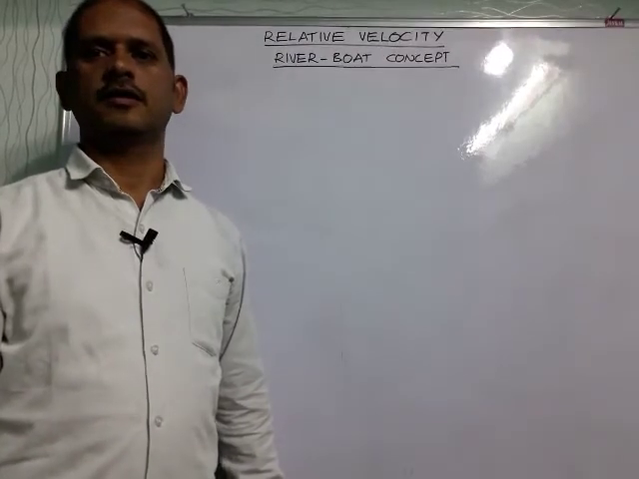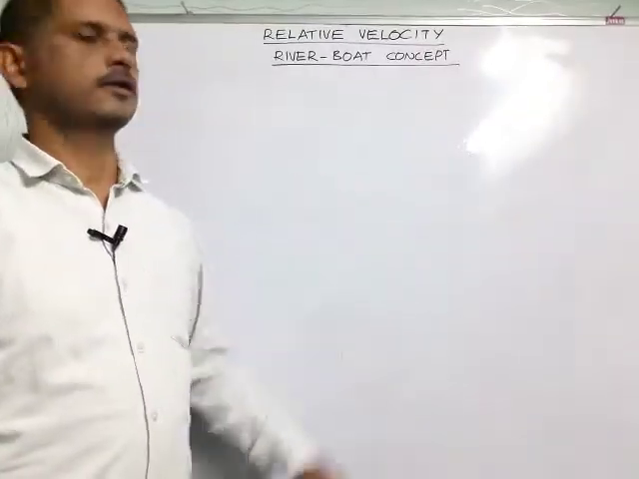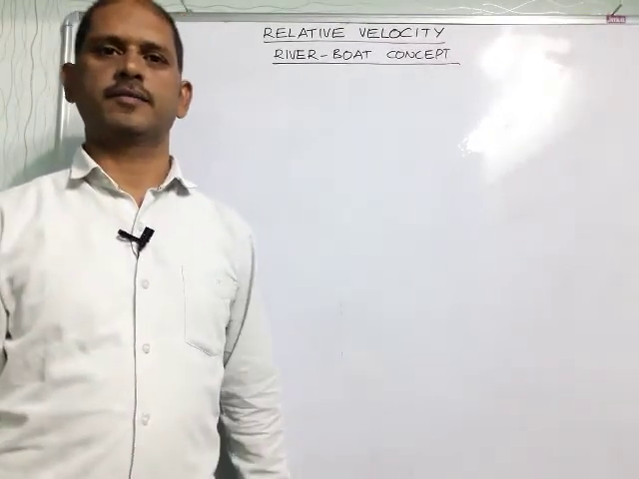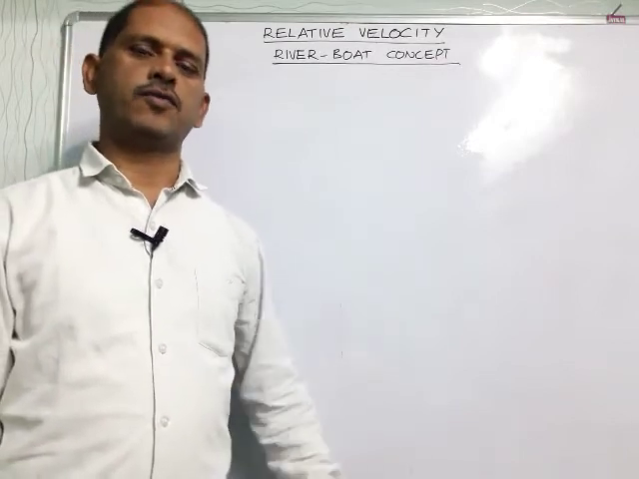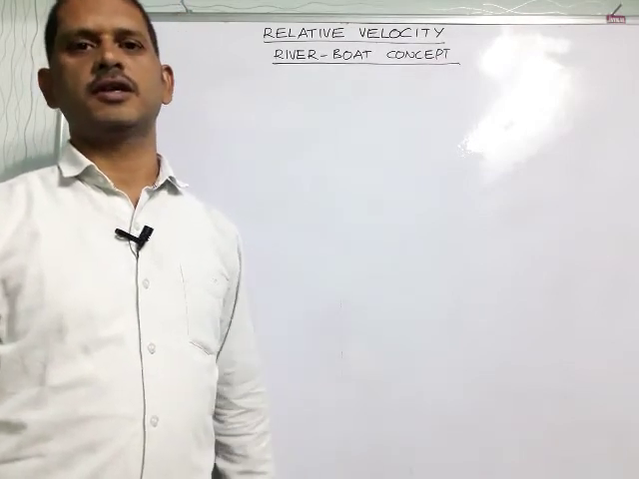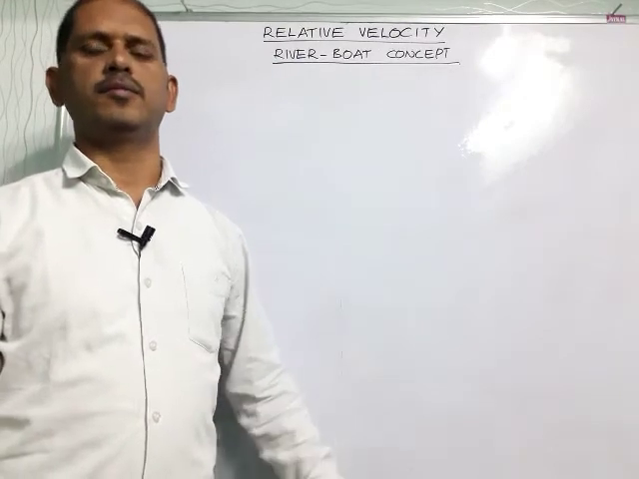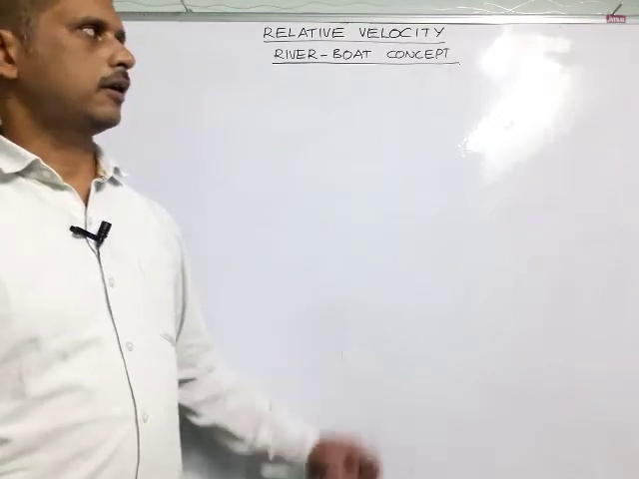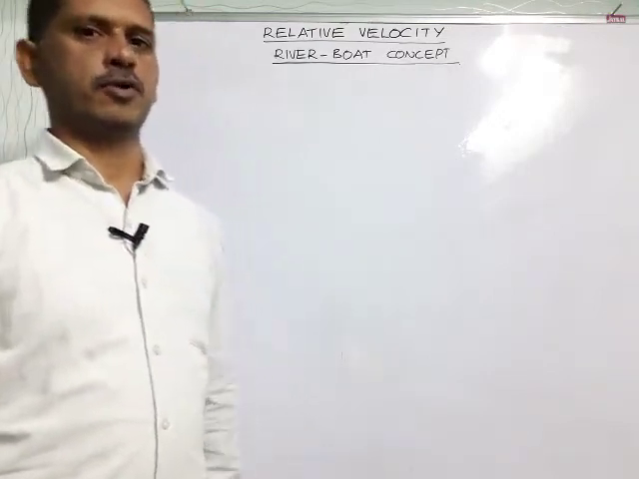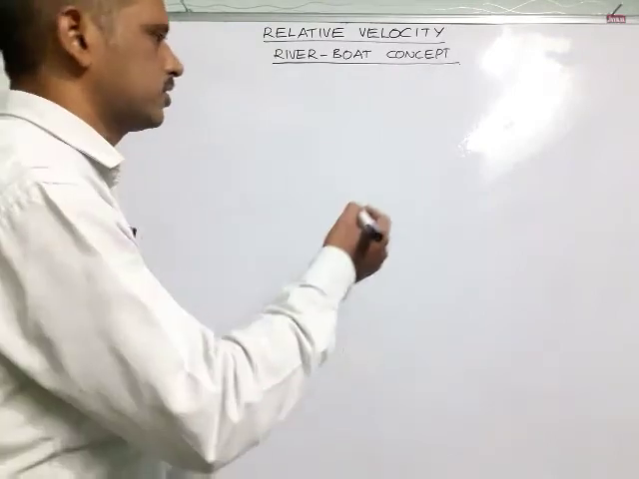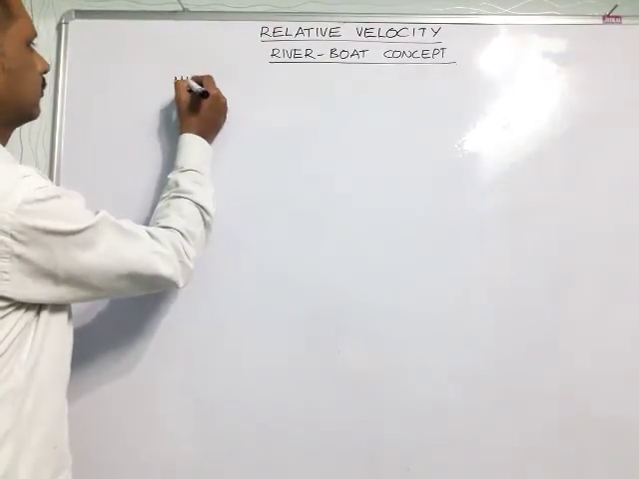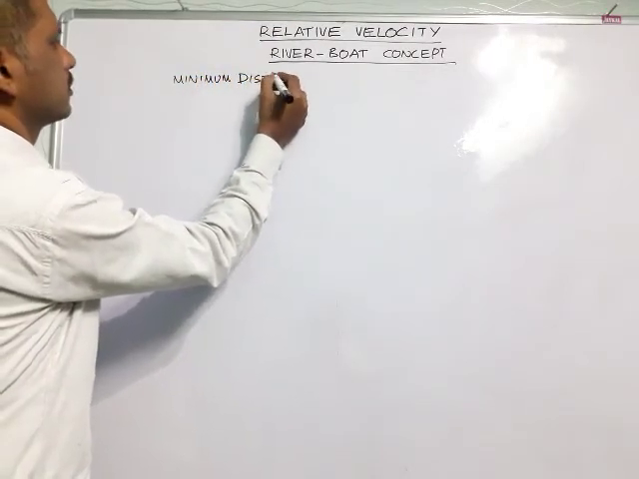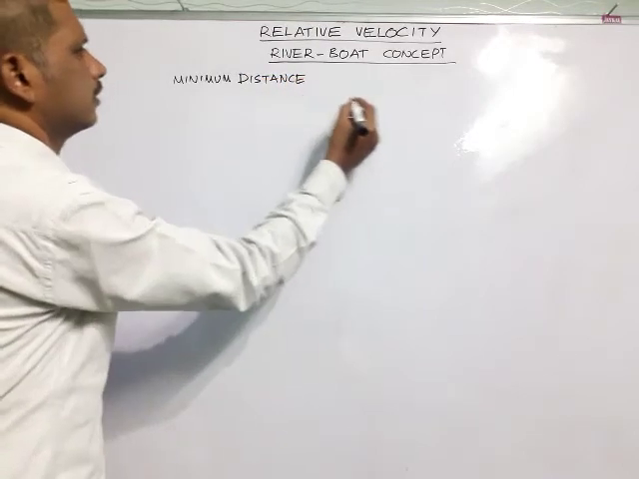Now let us see the relative velocity regarding the river boat concept. It means when a boat is moving in a river, when the water is flowing in the river, the resultant velocity, the time required and the minimum distance of approaching the other bank, everything we have to discuss here. In these problems there are two types of approaching. One is minimum distance, second one is minimum time.